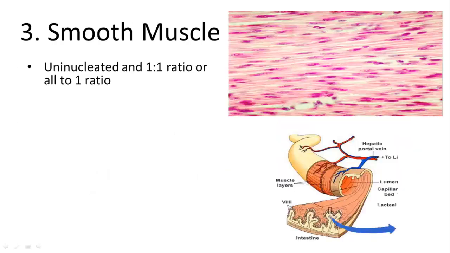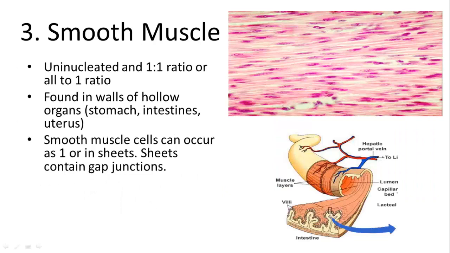Smooth muscle is uninucleated in a 1-to-1 ratio or all-to-1 ratio. It's found in the walls of hollow organs such as stomach, intestines, uterus, also in your blood vessels, in your ureter, urethra, urinary system as well. So gap junctions are also found in smooth muscle, and that's again to coordinate movement between different cells. So they can stimulate one cell and multiple cells will be contracting at the same time.